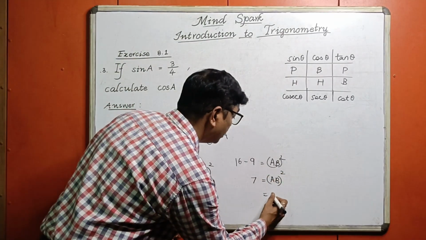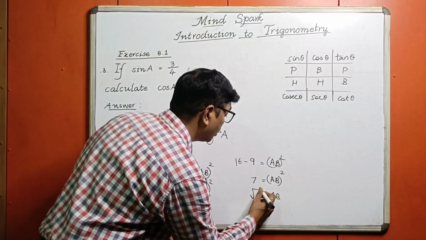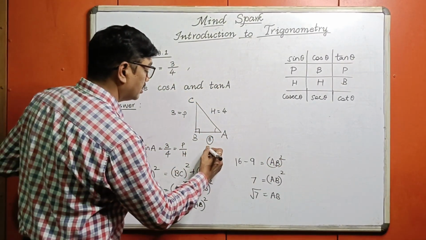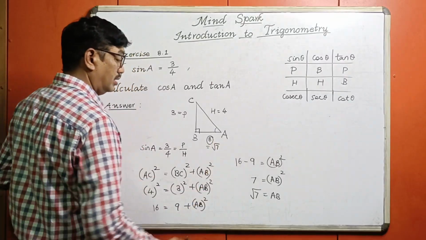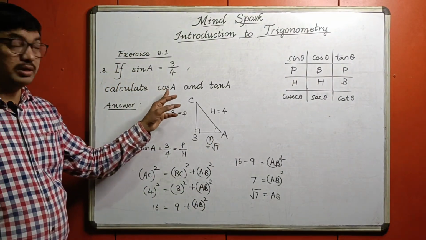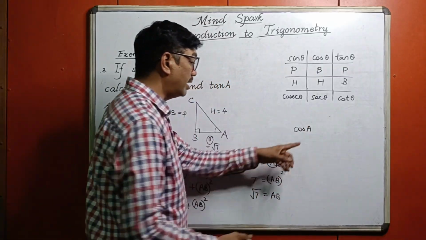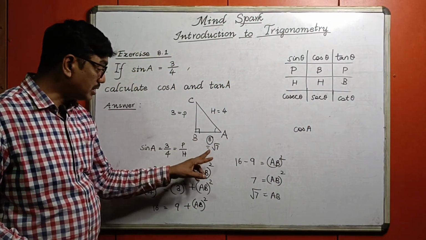Remove the square. What will be the answer? AB is equal to square root of 7. So now we got AB is equal to root 7, the base is root 7. Now whatever relation they want, they want cos A. What is cos A? If you take angle A, then it is base by hypotenuse.